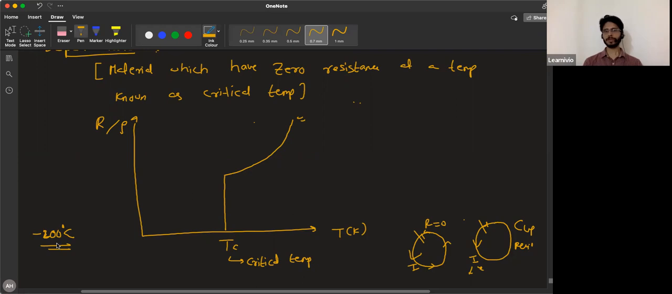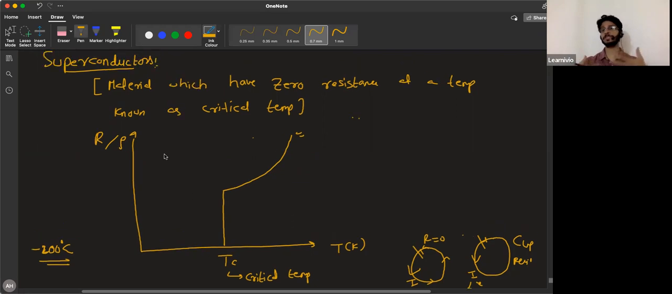The bullet trains have these superconducting materials in the bottom. The speed of the bullet trains is due to superconducting materials. If there are no superconducting materials, then bullet trains can't run at that speed. So that is a superconductor, which can have exactly zero resistance at some non-zero temperature. That temperature is known as critical temperature.